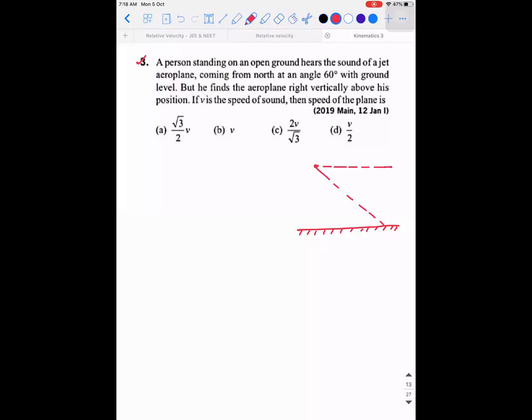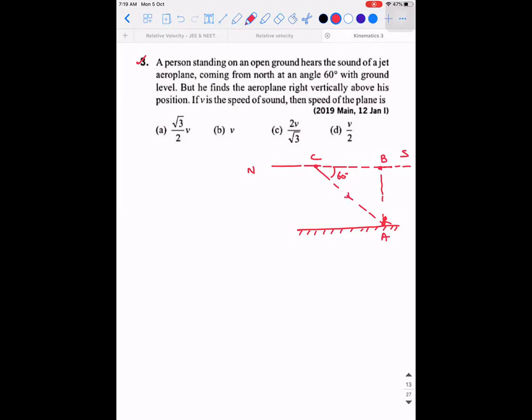So what we can do is we will take this as north, south. So there is a person standing here. Here's the sound of a jet aeroplane coming from north at an angle 60 degree with the ground level. So this is the ground level. So this is making an angle 60 degree with the ground level. But he finds the plane at this point. So if I take this point as A, this as B and C, then what are all the velocities we can give?